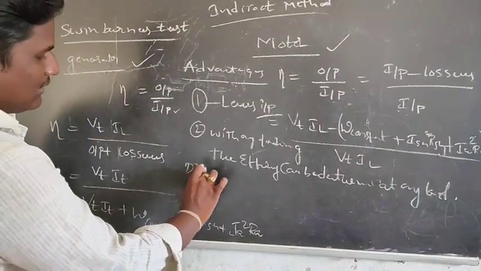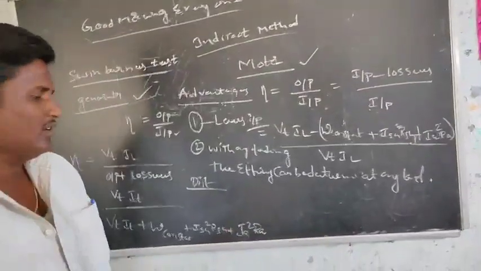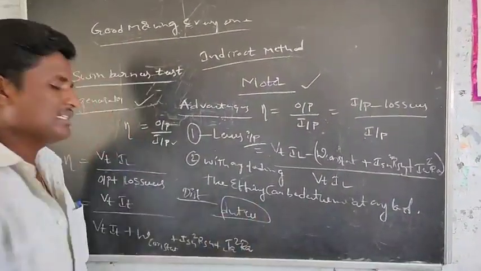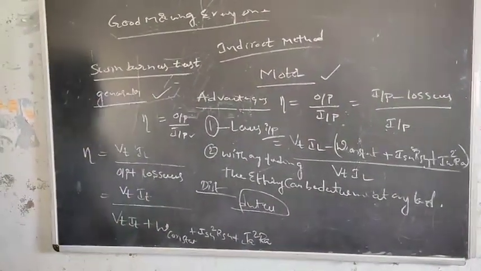The disadvantage is that the constant losses are assumed constant, but due to armature reaction the shunt field losses change. That is not considered here. So this is about the inverse test.